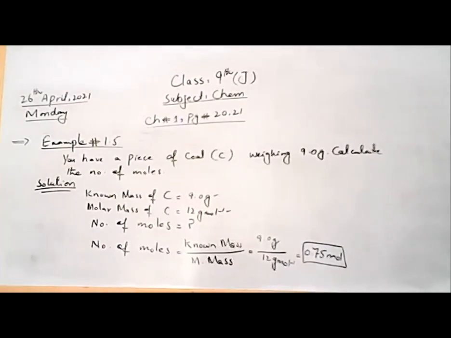Okay, known mass of carbon is equal to 9.0 gram. Molar mass of carbon is equal to 12 gram. Number of moles, you have to find it. Number of moles is equal to known mass divided by molar mass. By putting the values, we can calculate the number of moles.